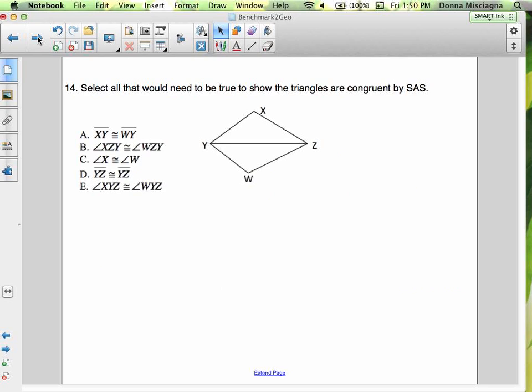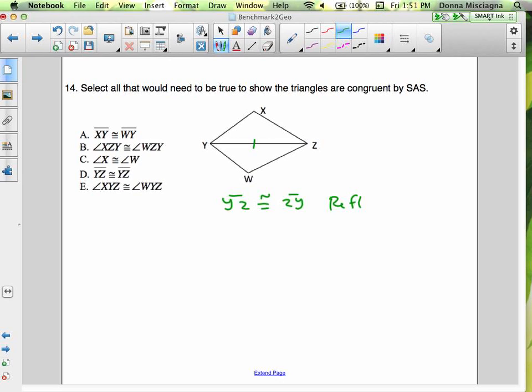Select all that would need to be true to show the triangles are congruent by side, angle, side. Well, we don't have a whole lot here. Because there's no markings, the only thing I know for sure is that YZ is congruent to ZY. That's the reflexive property.